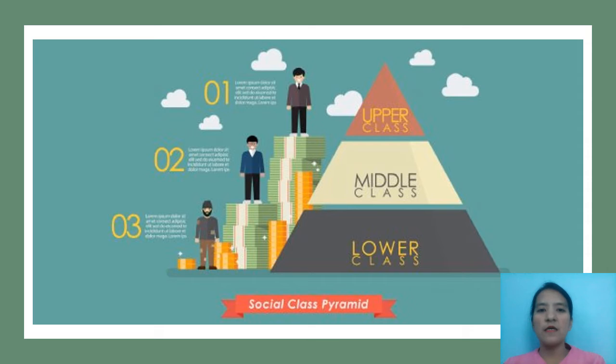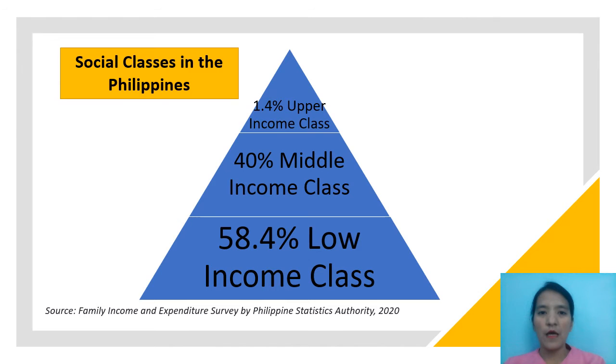Our society is composed of three classes. We have the upper class, the middle class, and the lower class. In the Philippines, we also have these three social classes, and 1.4% of the population belongs to the upper income class, the 40% belongs to the middle income class, and the largest, or the 58.4% of the population, belongs to the low income class.